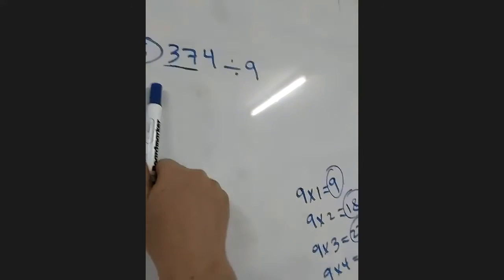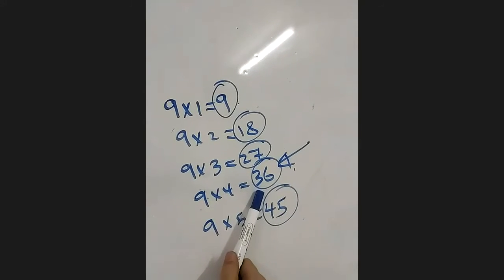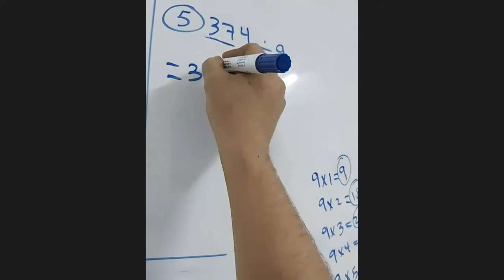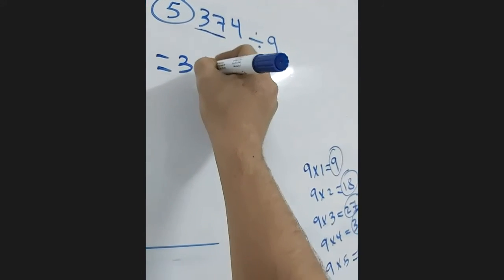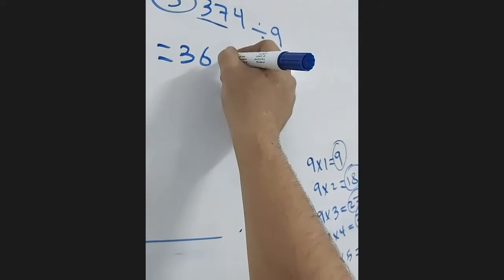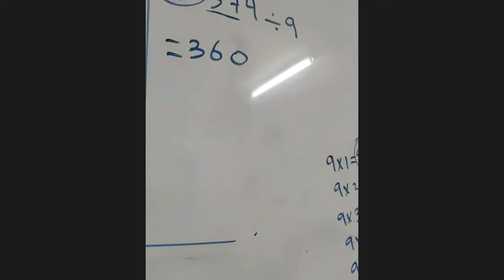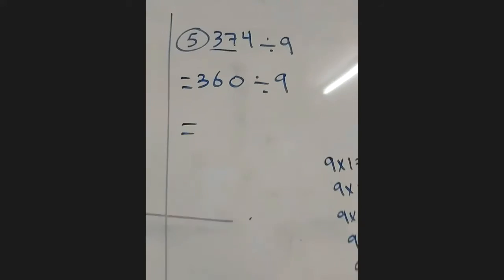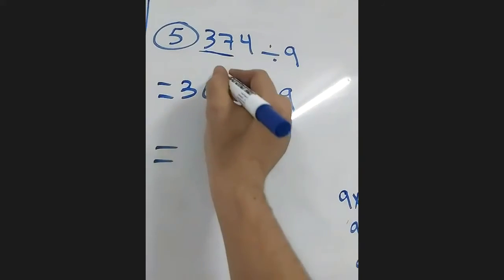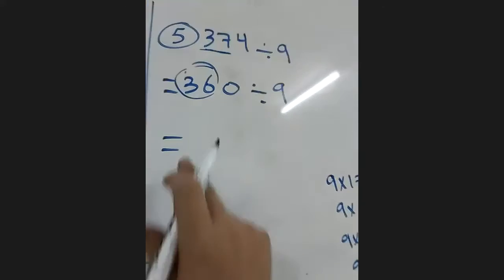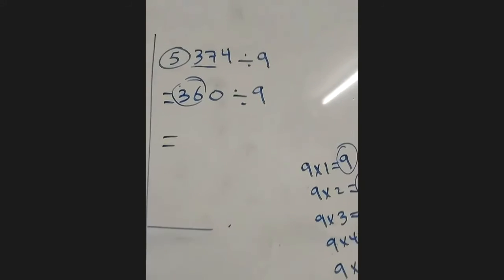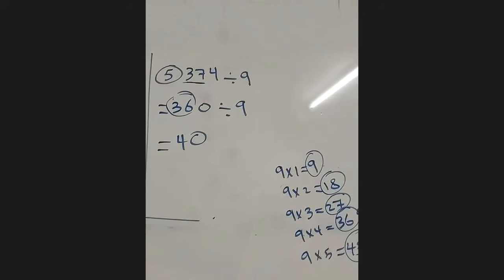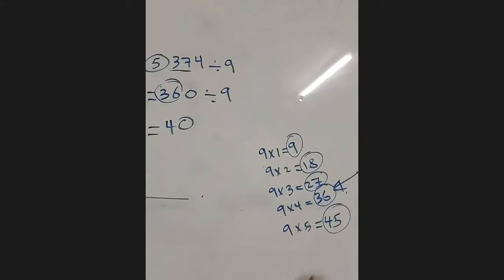So the 37 is very close to 36. So we can replace 37 with 36, and the 4 will be 0. And the 9 is still 9, right? Now 36 divided by 9 is 4. And the 0 comes down, so the answer is 40.